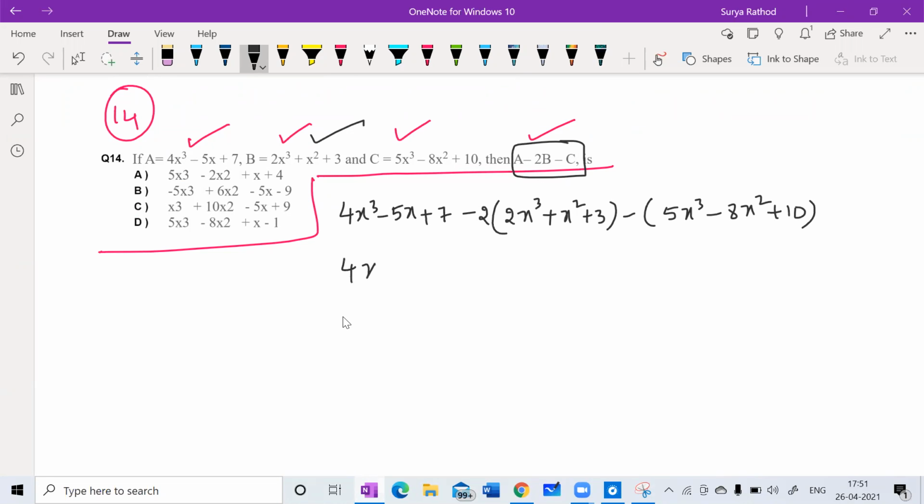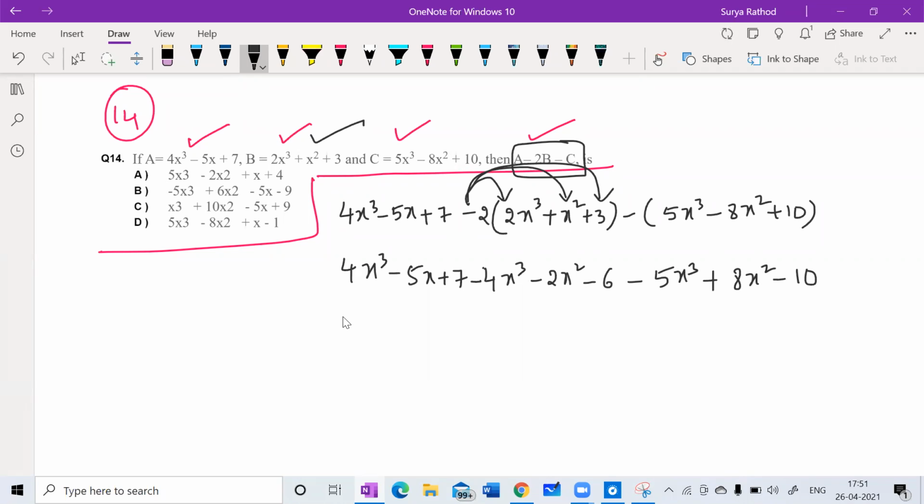Now how can I simplify this? 4x cube minus 5x plus 7. You multiply with minus 2 here. 2 twos are 4, minus 4x cube and minus 2x square. I have to multiply with each and every term. What I'm getting here is minus 6. Now again, minus 5x cube, multiply with minus: minus into minus, plus 8x square minus 10. Are you getting my point? Now you just compare like terms. Minus 4x cube plus 4x cube are going to cancel here.